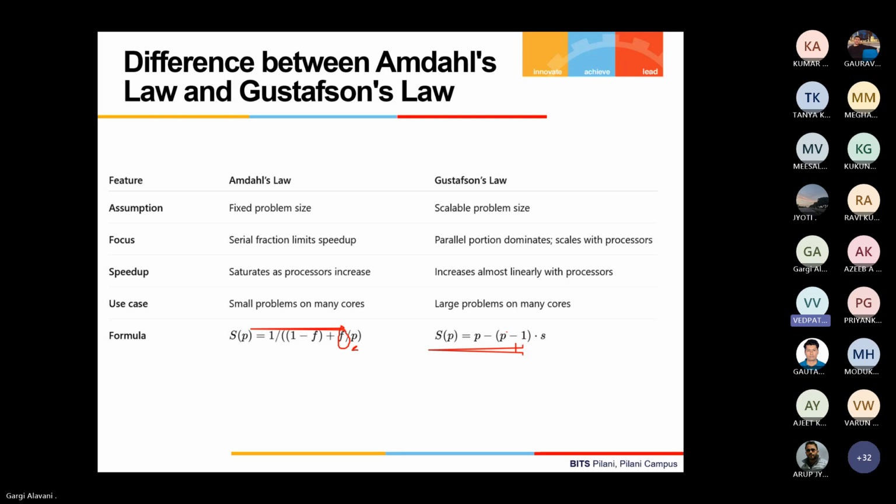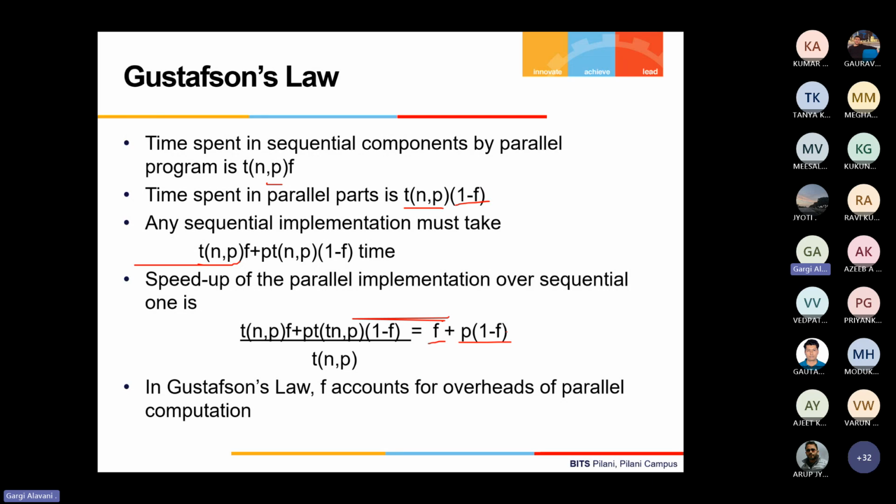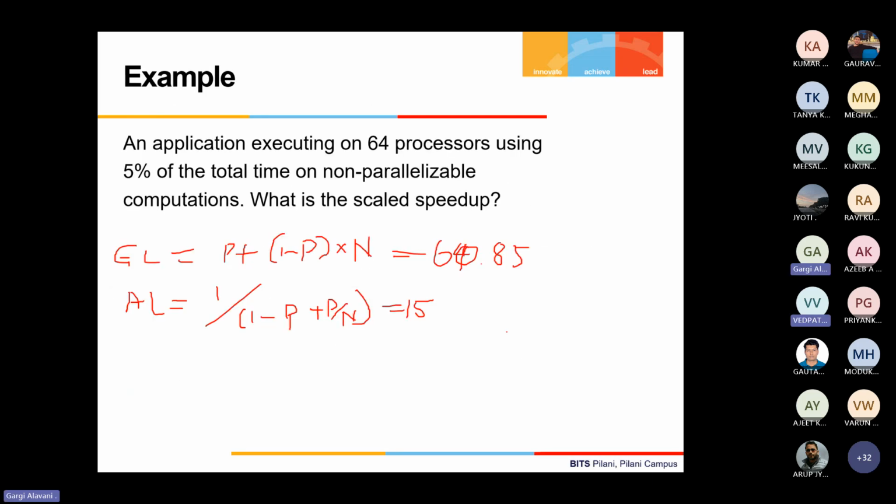I think the formula is a bit different on the earlier page. Okay, let's stick to this. Here P is the parallelizable part, right? And 1 minus P is serial, or non-parallelizable.